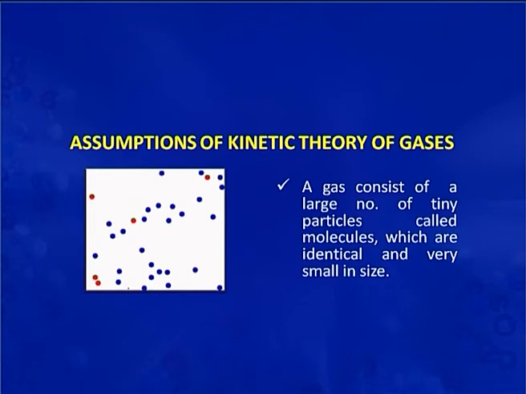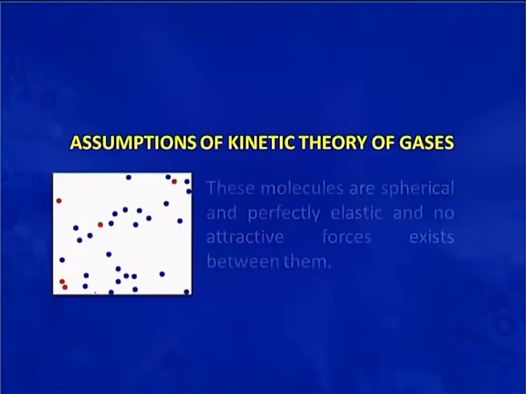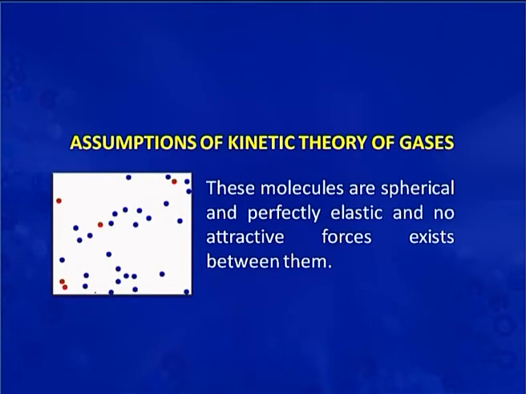A gas consists of a large number of tiny particles called molecules, which are identical and very small in size. So, the volume occupied by a molecule is negligible in comparison to the total volume of the gas. The next assumption is that the molecules are spherical and perfectly elastic. It means there are no attractive forces between them.